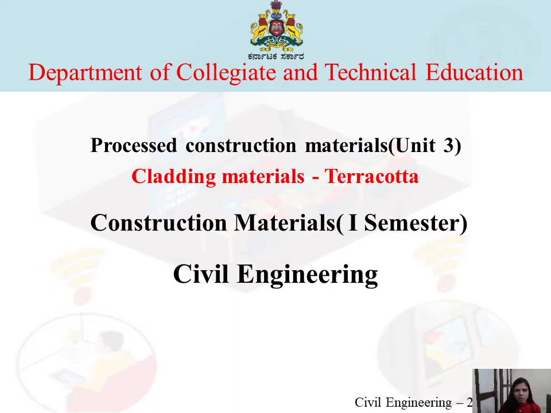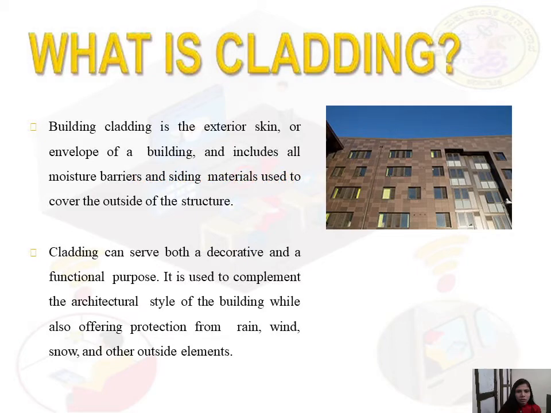In this session, we will learn what cladding is, and then what terracotta cladding is. Coming to the definition of cladding: the term cladding refers to the components that are attached to the primary structure of a building to form a non-structural or external surface. The cladding is the exterior skin or the envelope of a building, which includes all moisture barriers and siding materials which are used to cover the outside of the structure.